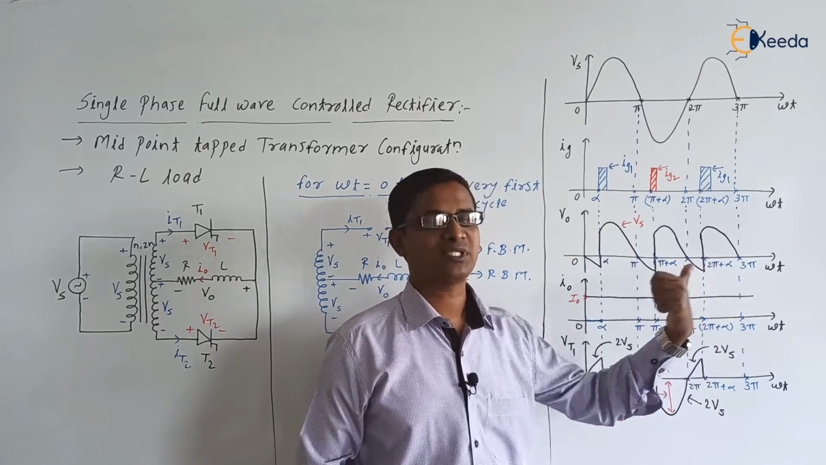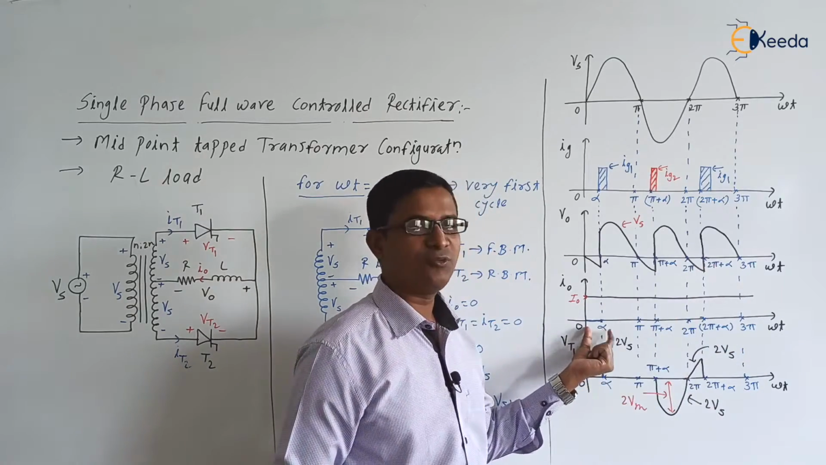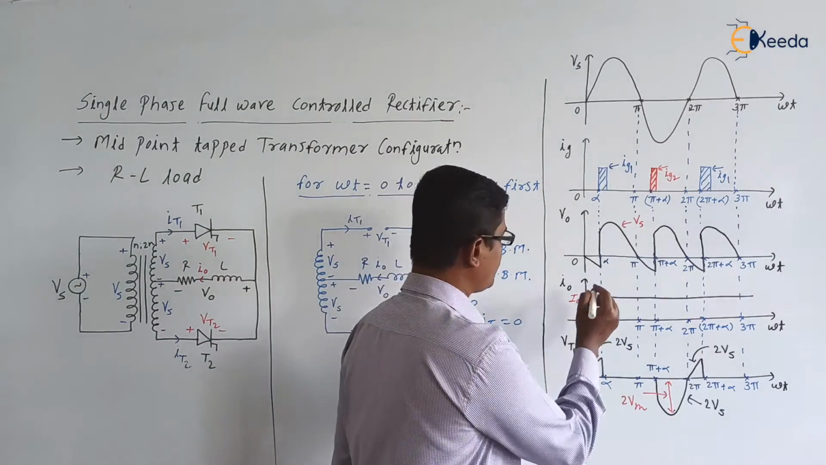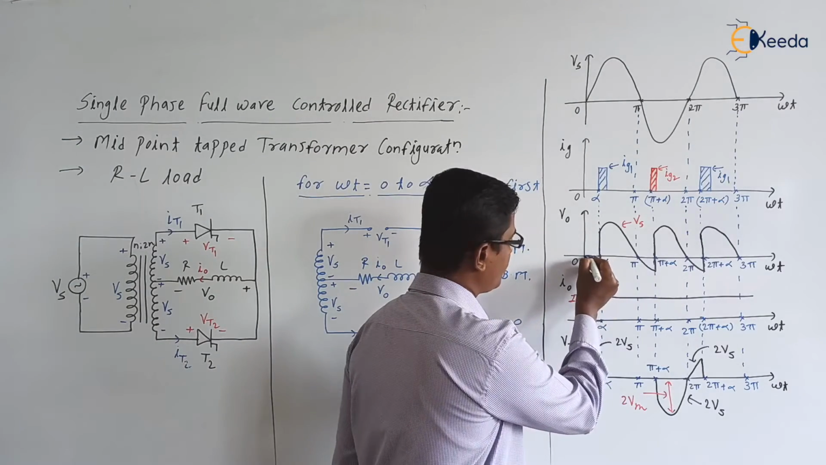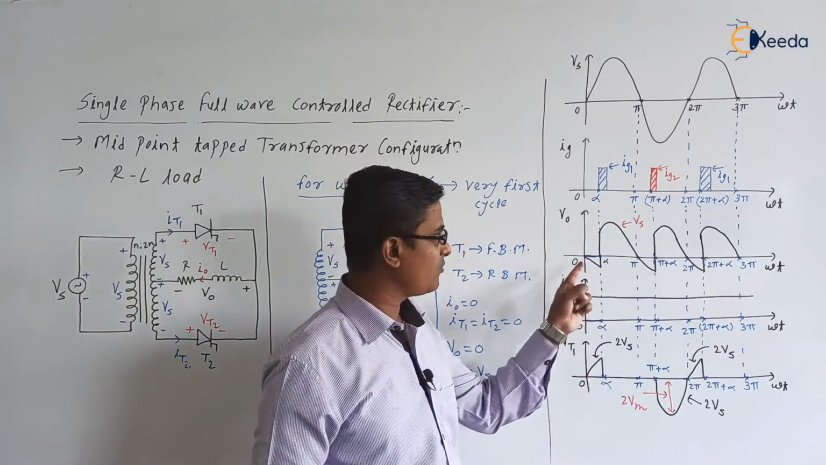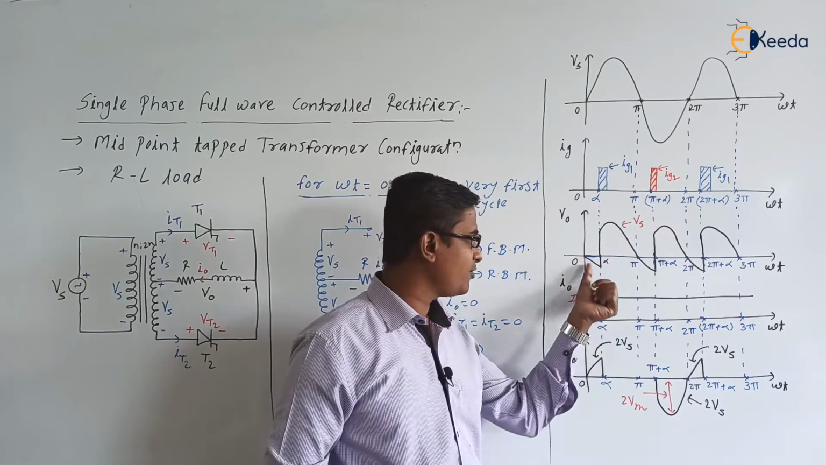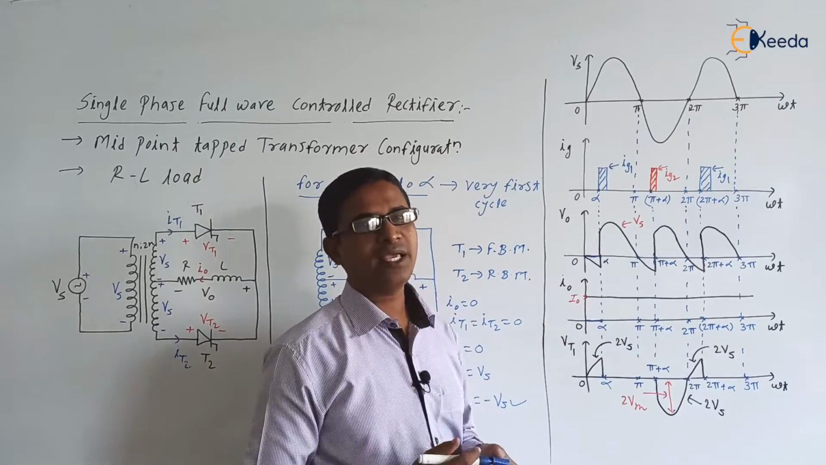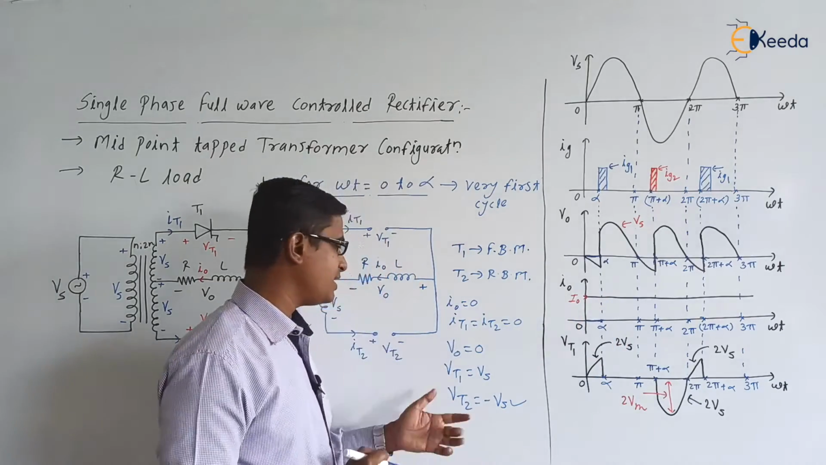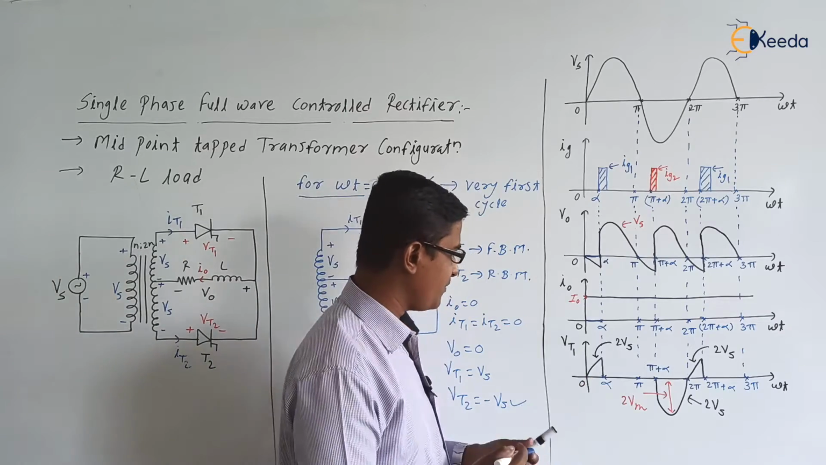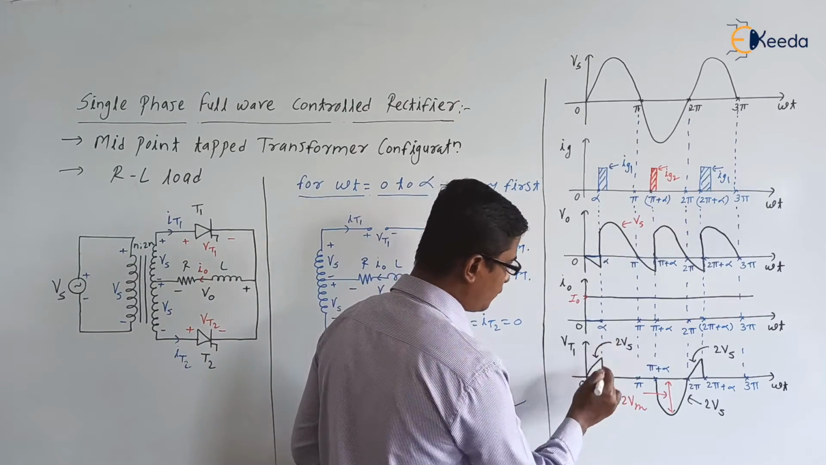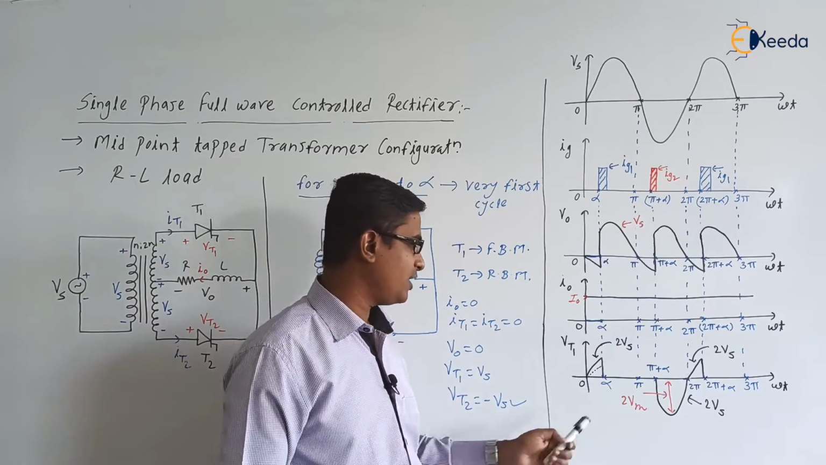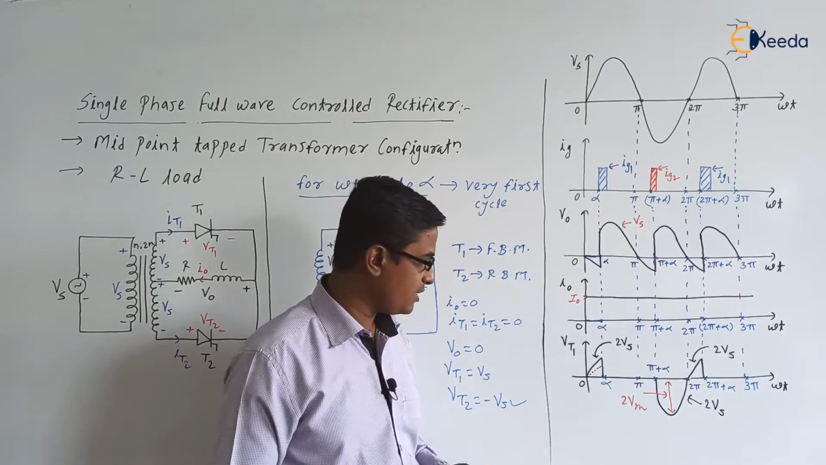That is, from 2 pi to 2 pi plus alpha, right? So for the very first cycle it will be 0. What is V0 for the very first cycle? V0 is also equal to 0, but this is only for the very first cycle. For the continuous cycle it will be negative, and I0 will be a constant current I0. Next, for the very first cycle, what is VT1? It is Vs, right? Now here I have shown it as 2 Vs. 2 Vs is for the continuous cycle, but for the very first cycle it will be Vs. Are you getting the point?